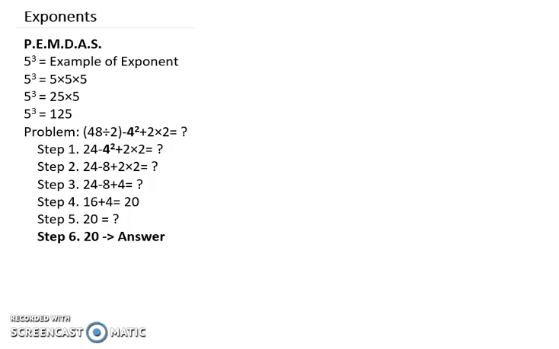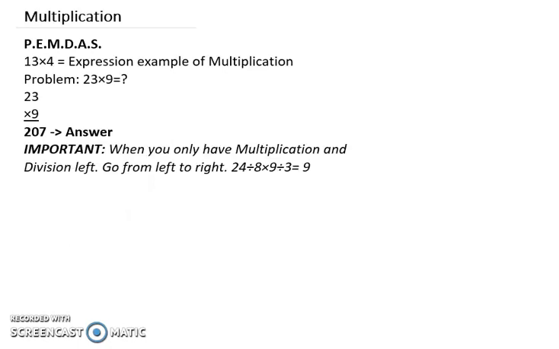So now you move on to the third letter of PEMDAS, which is multiplication. And it's really easy because I learned this in 5th grade, which means I should have learned multiplication in 3rd and 4th grade. So I should know it already, like 23 times 9. I should know from the top of my head. It's 207. So important, like addition and subtraction, like I said earlier, multiplication and division: if you have only multiplication and division left, you have to go from left to right.